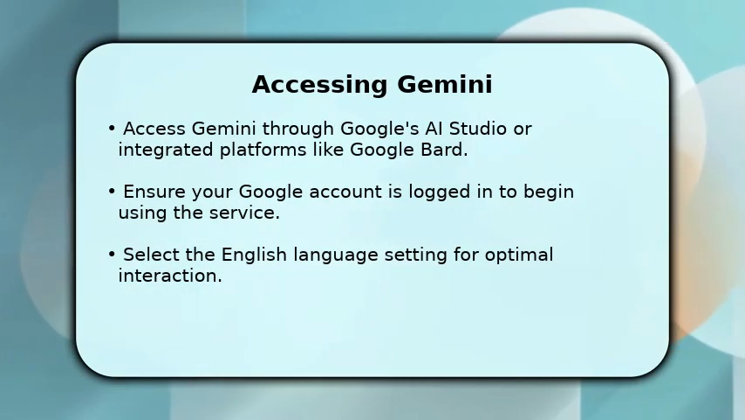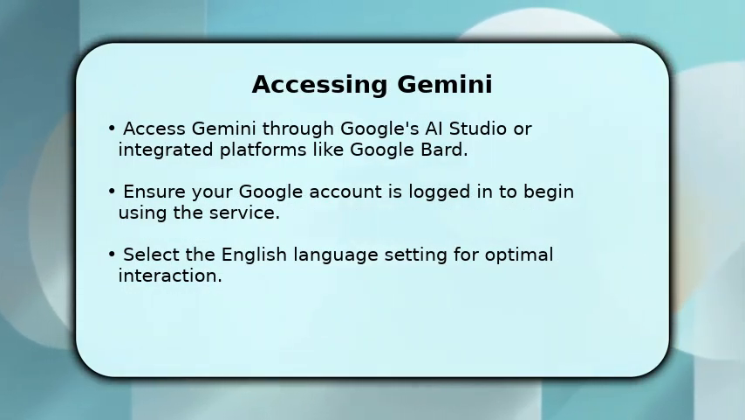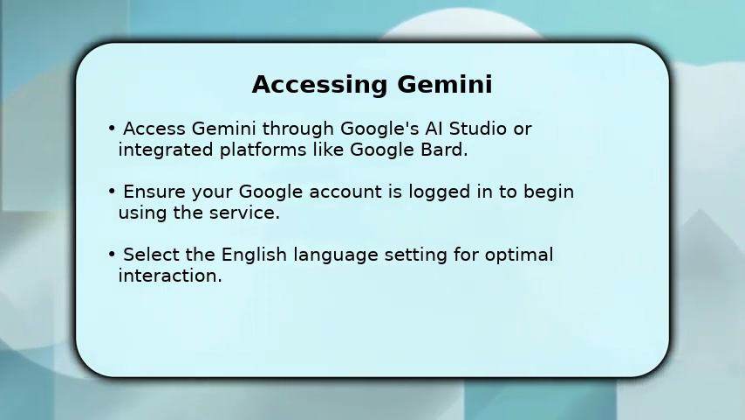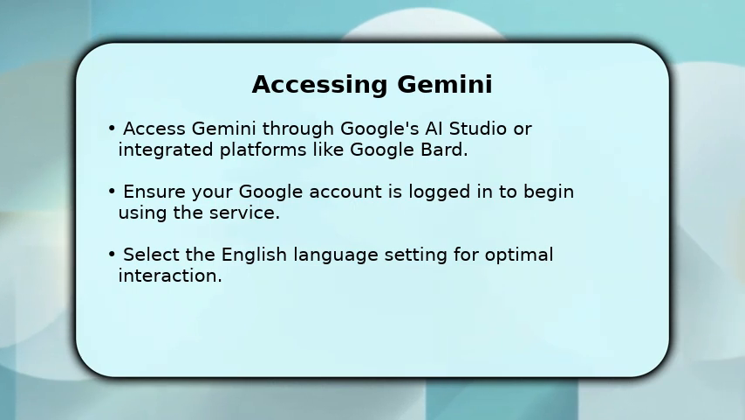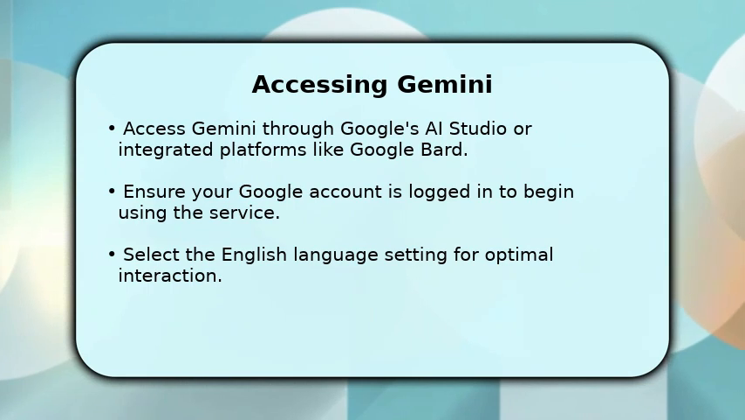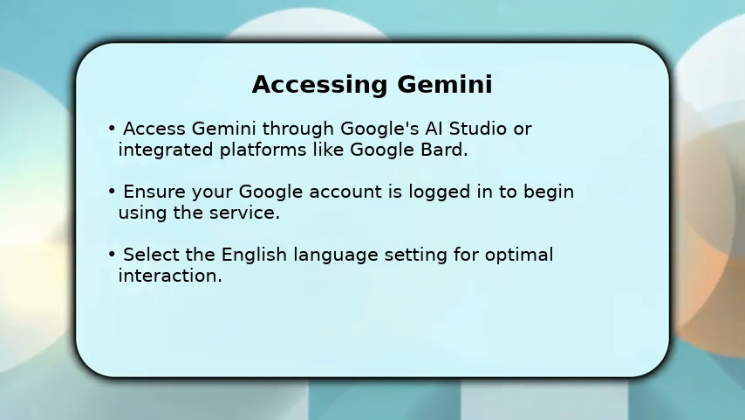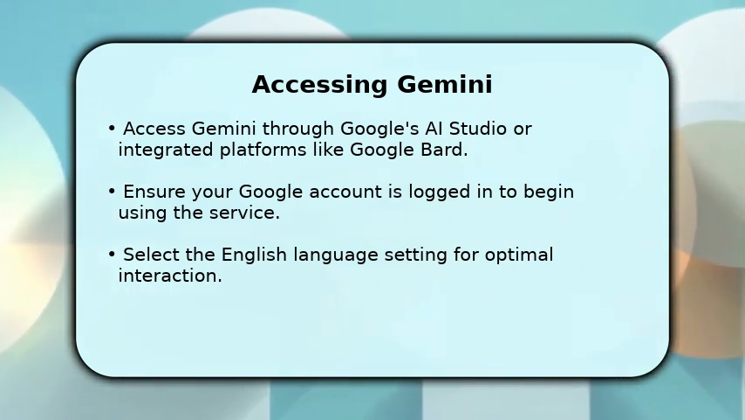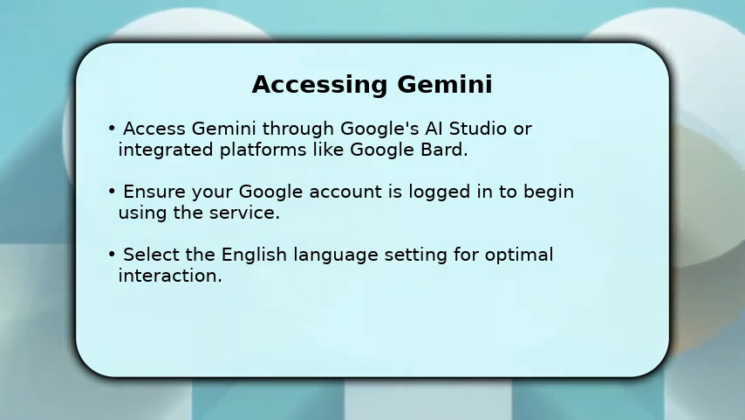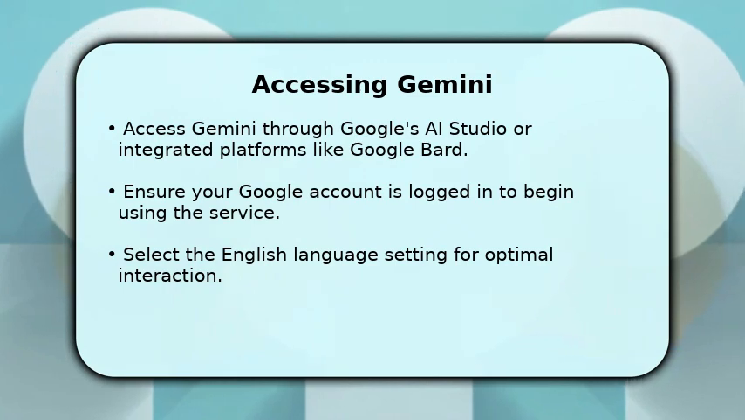To begin using Gemini, you'll typically access it through platforms like Google AI Studio or Google Bard. Make sure you are logged into your Google account. Once there, you can select English as your preferred language for interaction. The interface is designed to be user-friendly, allowing you to easily input your prompts and receive responses. It's a straightforward process to get started.